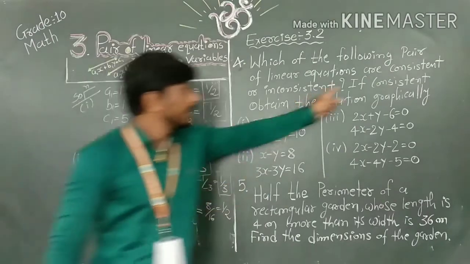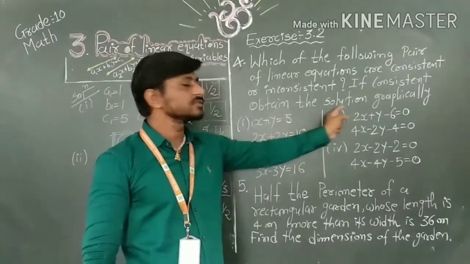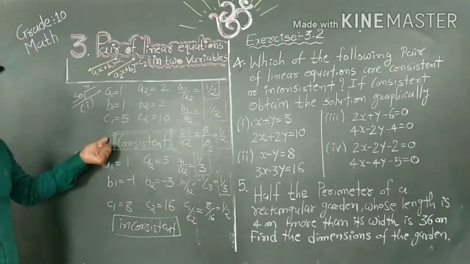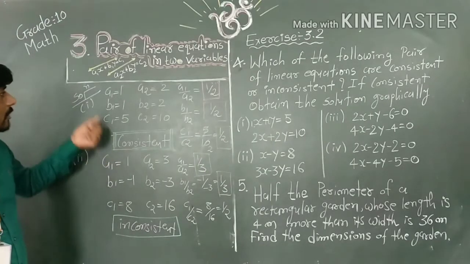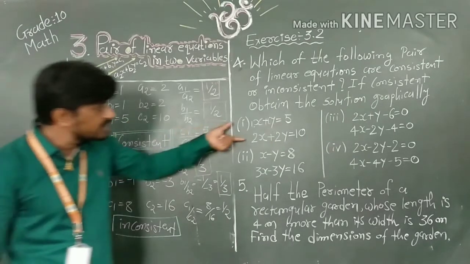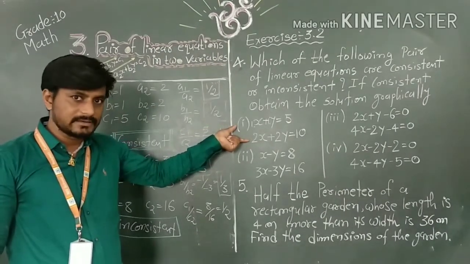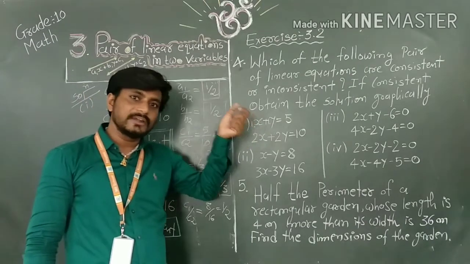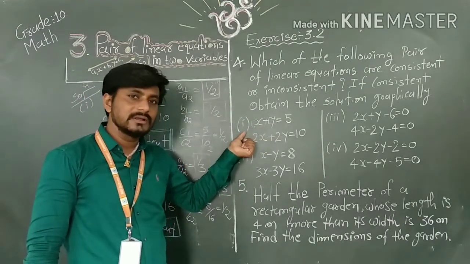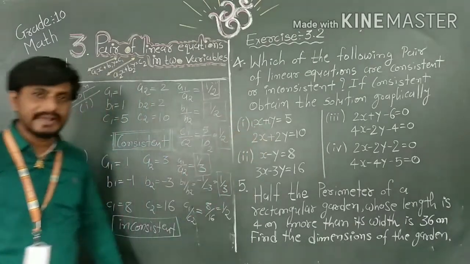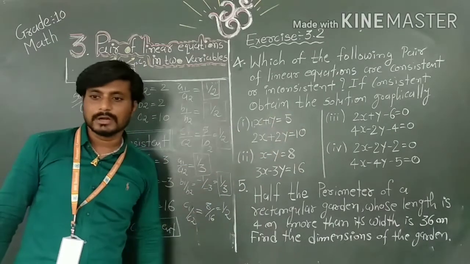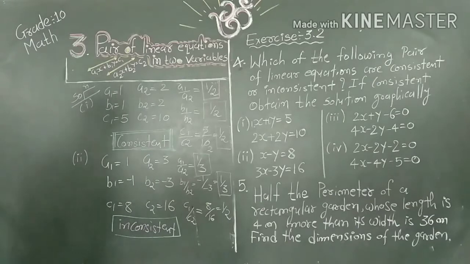Look here. If consistent, obtain the solution graphically. Here example 1 is consistent, therefore we want to find the solution of these two equations by the graphical method. That is up to you. Do it yourself at home, and if you have a doubt, ask me in the next live session. Now the third example.